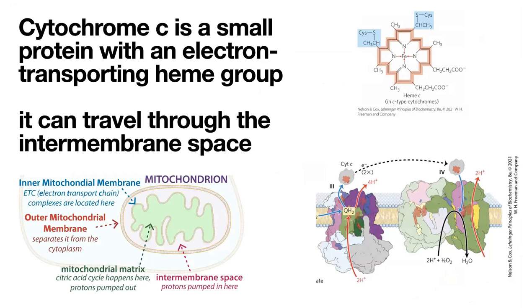It's going to be this small little protein that can move around this inner membrane space. And it's going to be able to take those electrons from ubiquinol and transfer them to the fourth complex, which is where we're going to be transferring them to the oxygen.